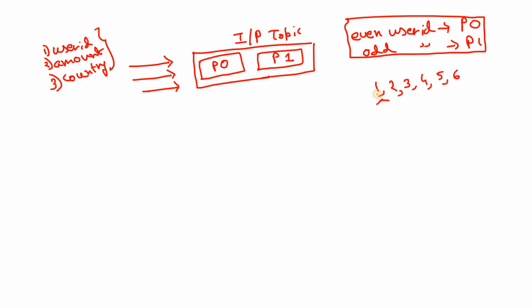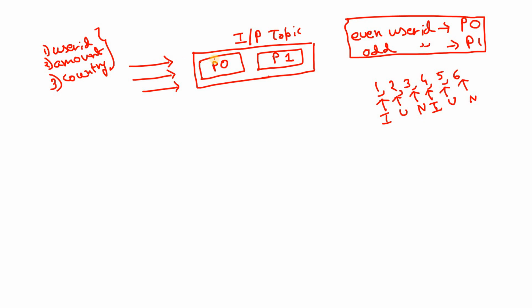Maybe the first user, with ID 1, has done the transaction from India. The second one has done it from USA. The third user from maybe Nepal. The fourth one maybe from India. Then the fifth one from USA, and the sixth one, for example, from Nepal. So these are the different countries from where these user IDs have done transactions.